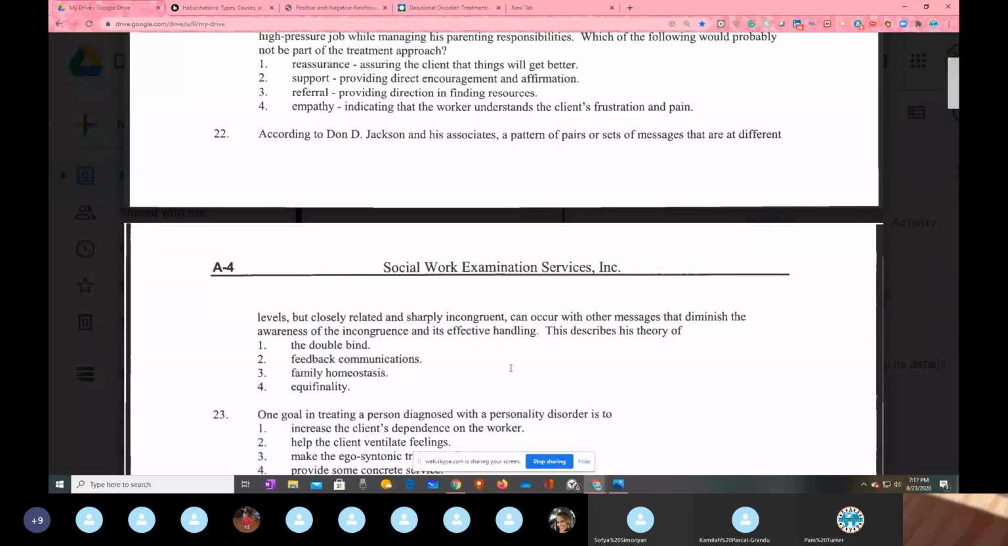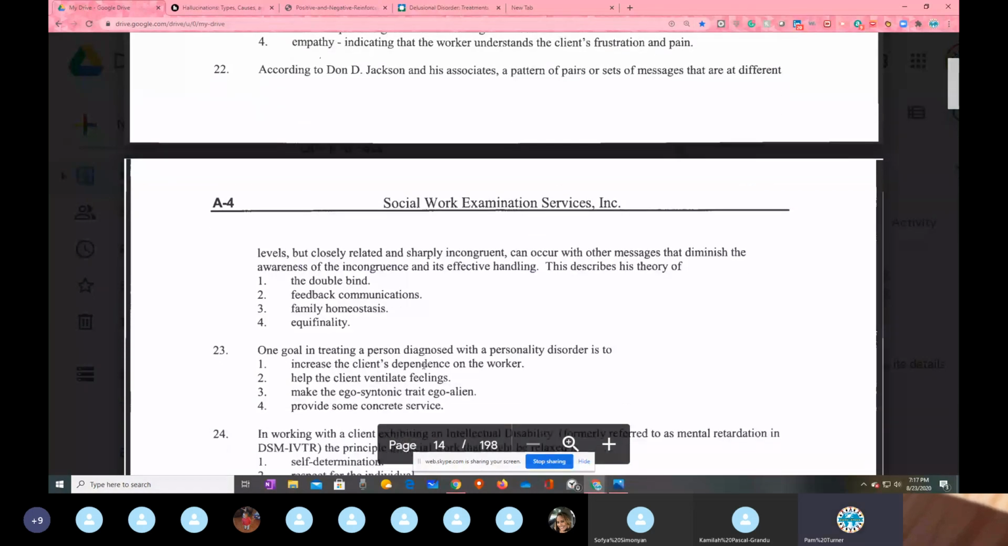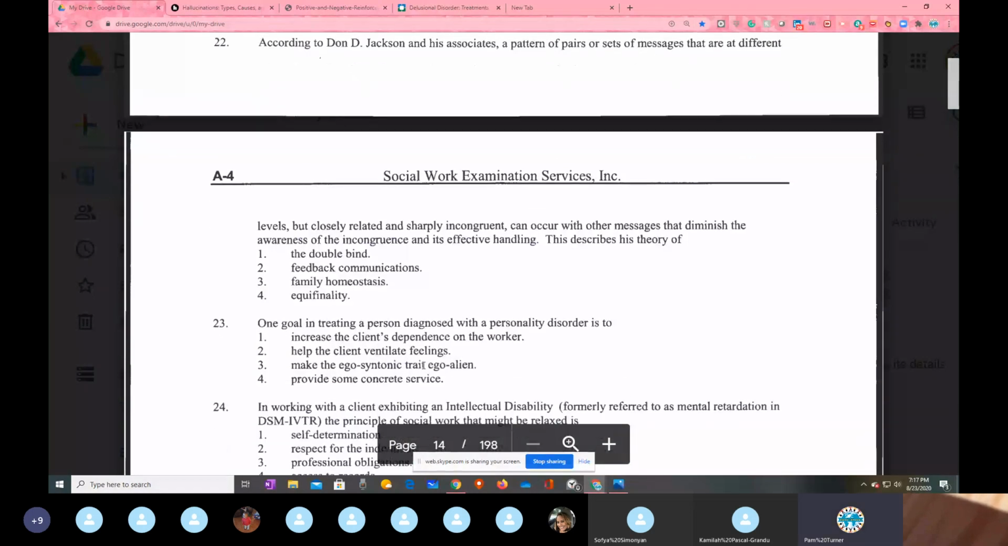Okay, I used the word equifinality earlier. Equifinality means that we end up at the same place. So we start off at different places, but all of us will be licensed social workers at one point in our life. It might have taken us different roads and different amounts of time, but we all ended up at the same place. That's equifinality.